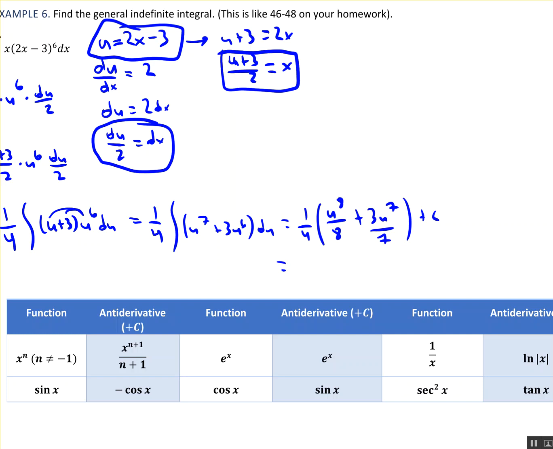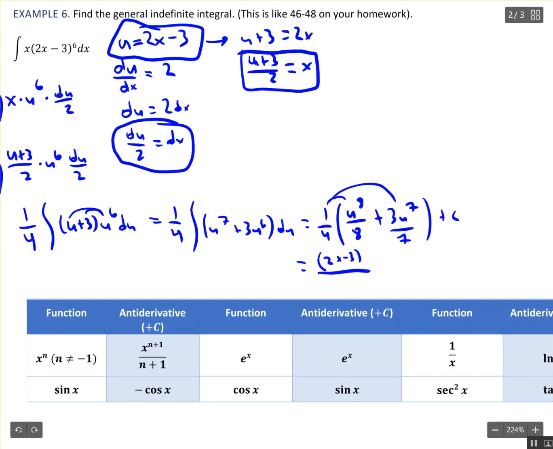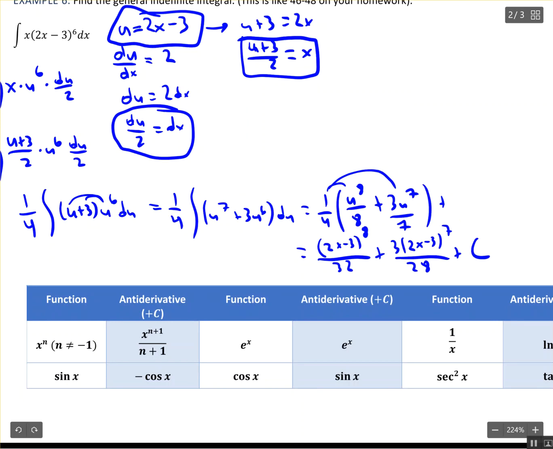And so let's substitute back in for u. So I get 2x minus 3, and I'm going to multiply through like that as well. Let me write that a little bit neater here. 2x minus 3 to the 8th over 4 times 8, which is 32, plus 3 times 2x minus 3 to the 7th over 4 times 7, which is 28, plus c. Make that c a little bit clearer. And that's our answer. So that is one of the toughest ones that you'll encounter in this section.